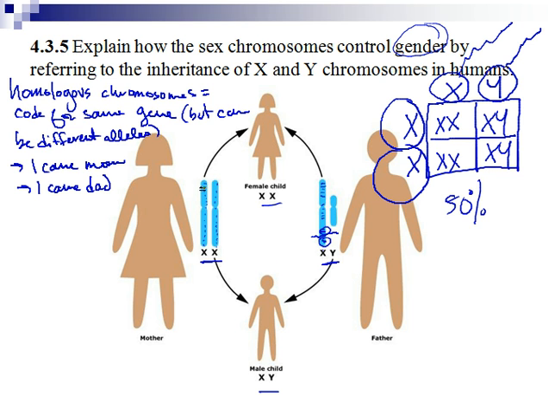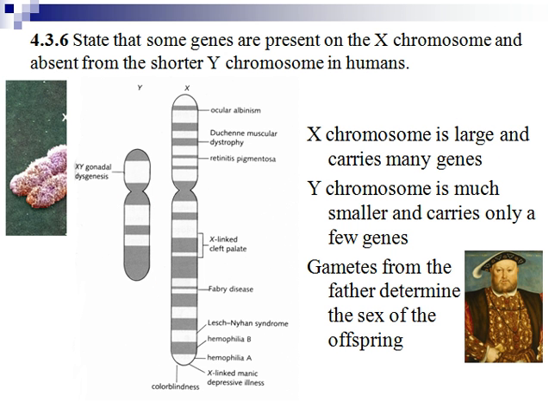But here, if one of these X's and the X from dad come together, you get a girl. And if the Y from dad and one of the X's from mom come together, you have a male, a boy. And that's what's happening. Now let's focus in on the differences here between the X and the Y. So some genes are present on the X chromosomes and absent from the shorter Y chromosomes. So obviously the X chromosome is much longer than the Y chromosome, which means that there are more genes on it than the Y chromosome.